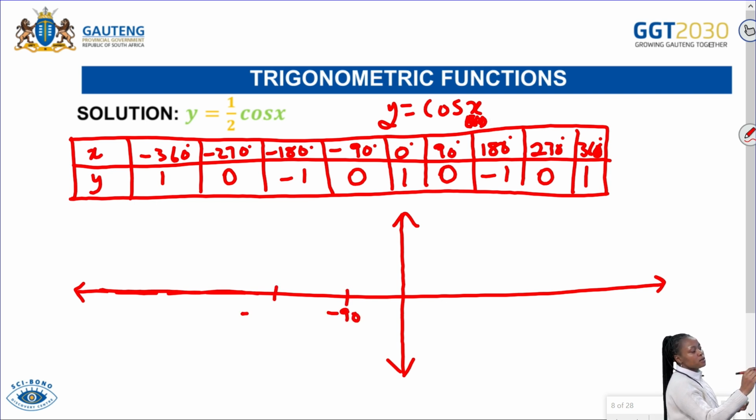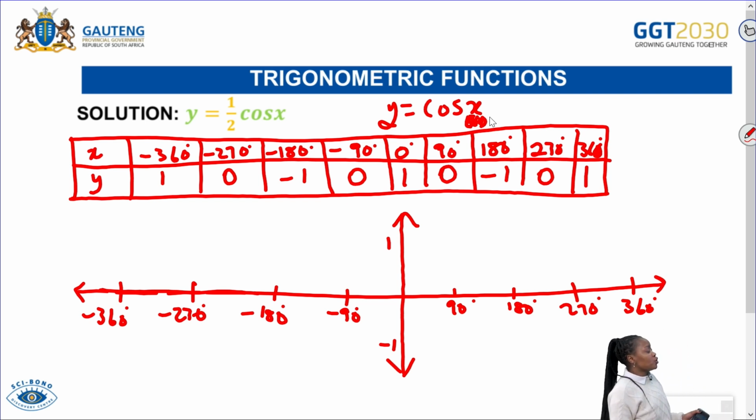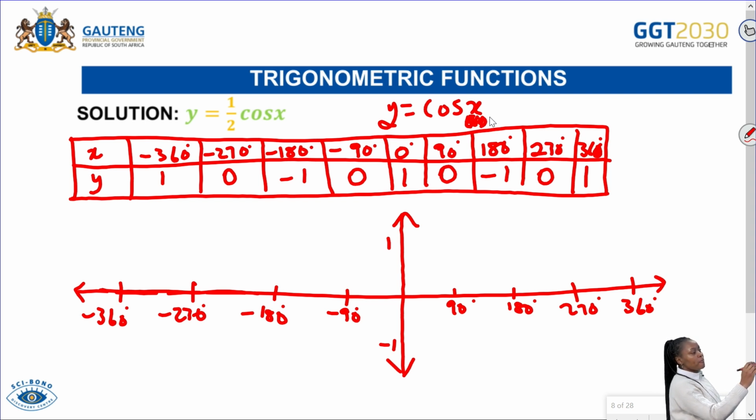Negative 90, don't forget these are degrees, and then from negative 1 to positive 1. So I have 90 degrees, 180, 270, and 360 degrees, right? Okay, so my first point of the mother graph, when x is negative 360, y will be positive 1. So it's going to be somewhere up there.